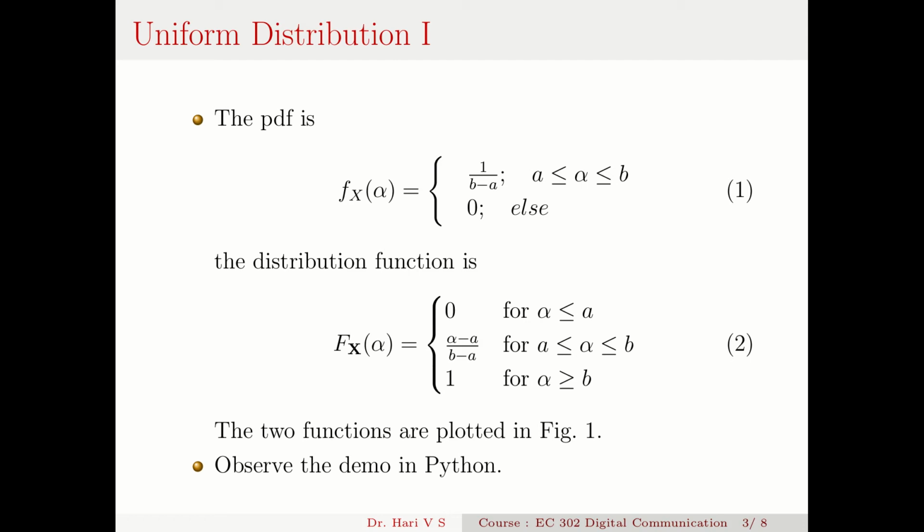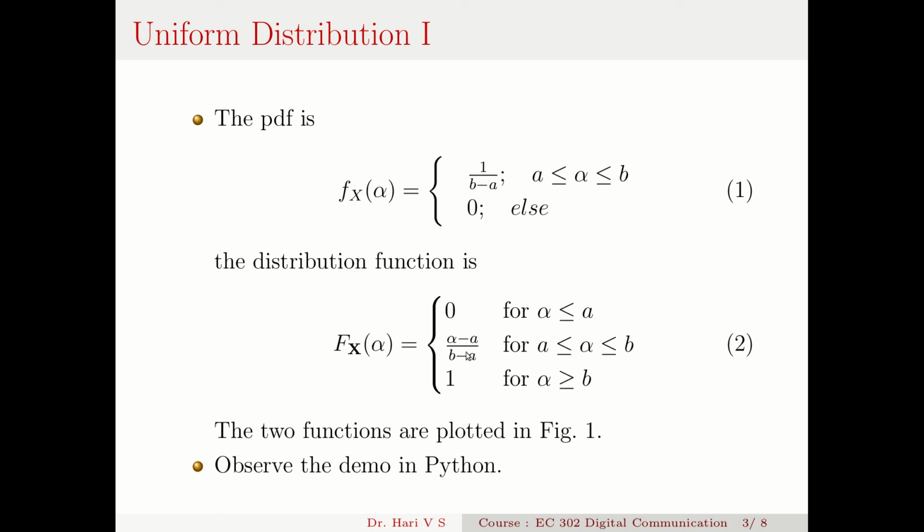So the height of it is 1 by b minus a and the width is b minus a. So the area under that curve, it's a rectangle, is b minus a into 1 by b minus a, which is 1. So that's a valid PDF. And the distribution function is the integral of this one.